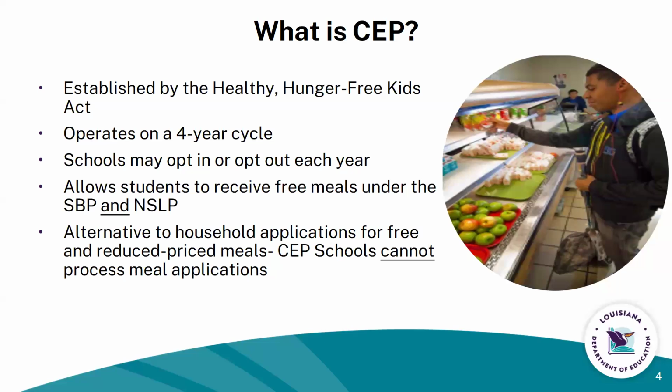So what is community eligibility provision? It's a program established by the Healthy Hunger-Free Kids Act that allows students to receive free meals under the school breakfast program and National School Lunch Program. While the program operates on a 4-year cycle, schools may opt in or opt out each year. As an alternative to household applications for free and reduced price meals, CEP schools cannot process meal applications.